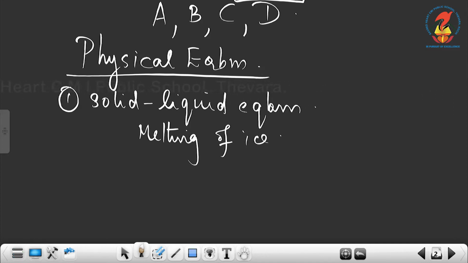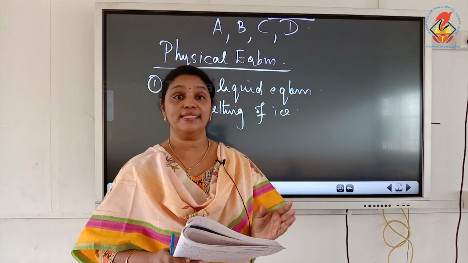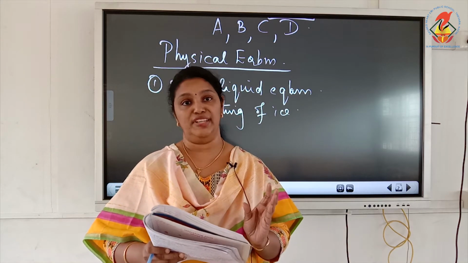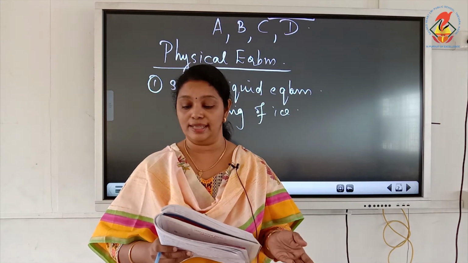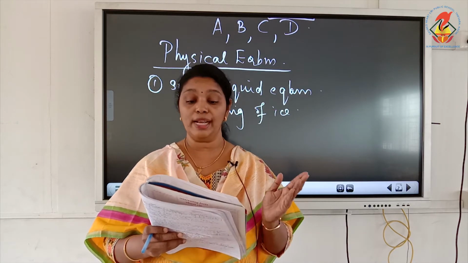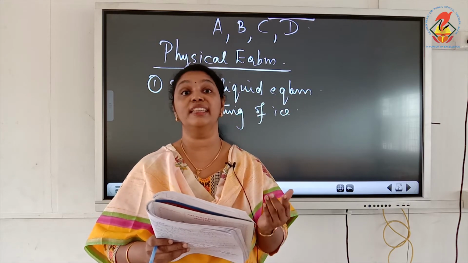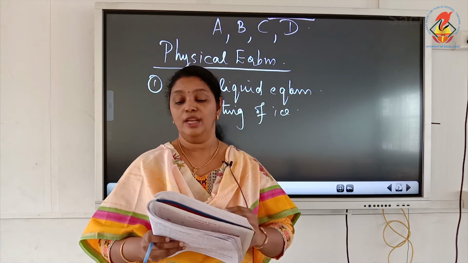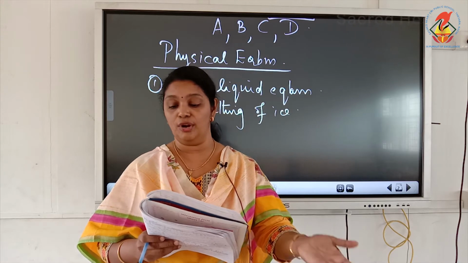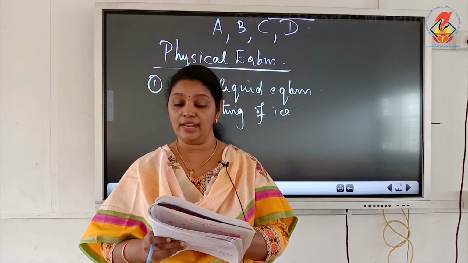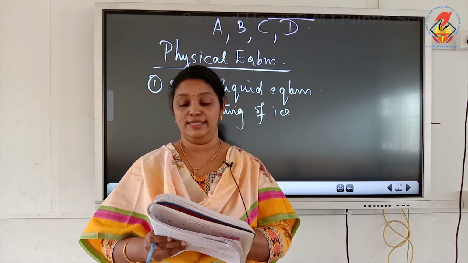Now, to study this, we take ice along with water at 273 Kelvin. 273 Kelvin means 0 degree Celsius and normal atmospheric pressure. And this ice along with water is taken in a thermo flask, so that no heat can leave or enter the system, which means the mass of ice and water remains constant.